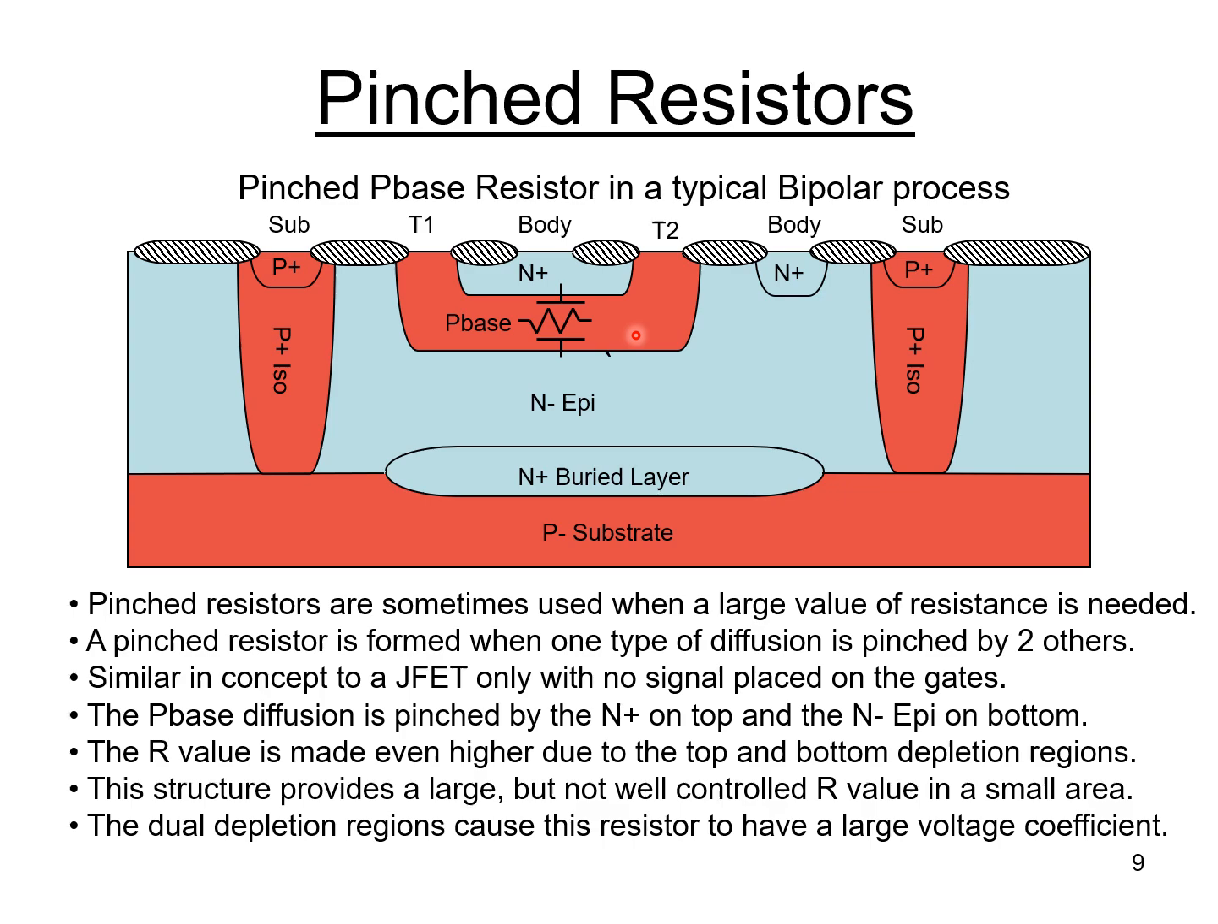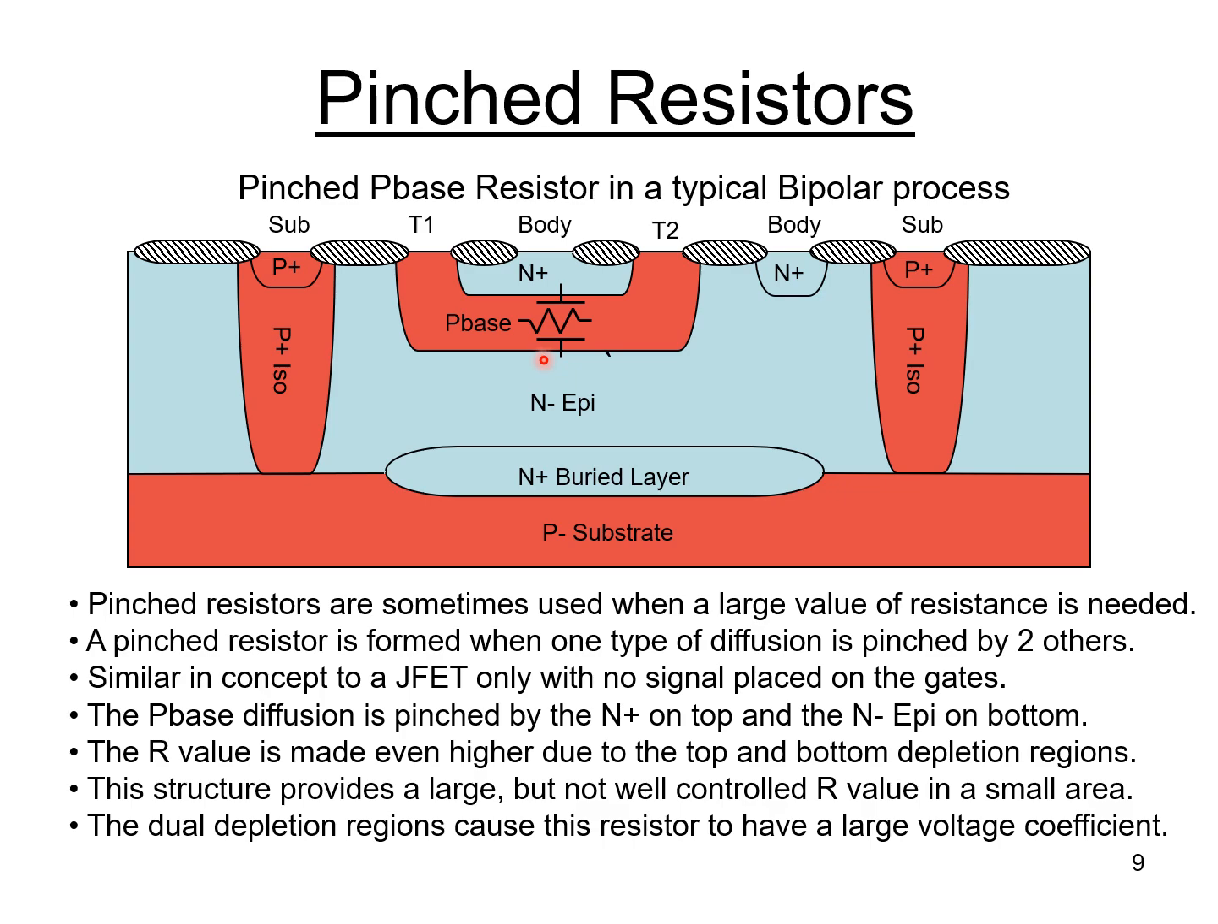The resistance value, again, is the resistance from a terminal T1 to T2, and that's the resistance of the P-base region. But that resistance is being pinched both from on top and on the bottom by depletion regions, and you could be tying the body regions to a supply to get a lot of reverse bias on those diodes and really pinching that channel. So the resistivity of the channel, the P-base channel, could be very high.